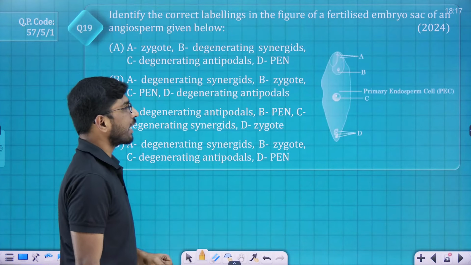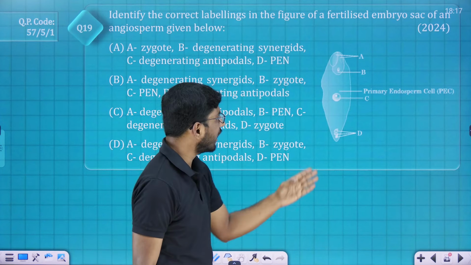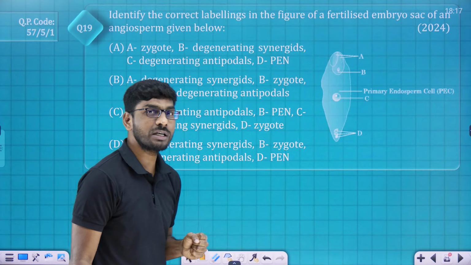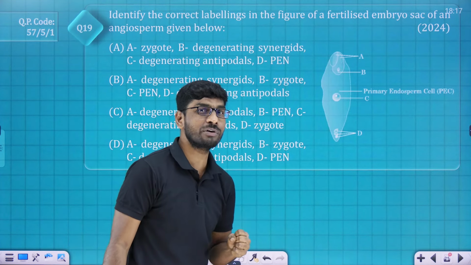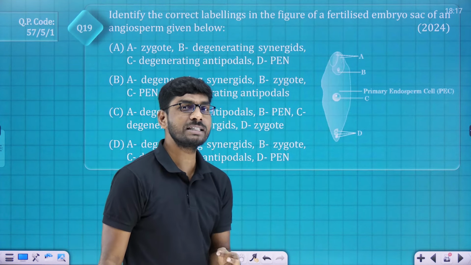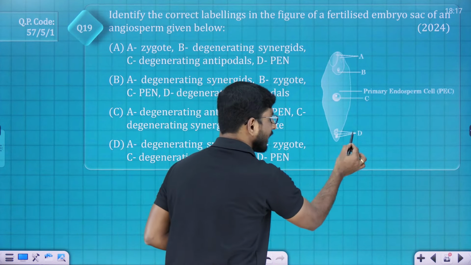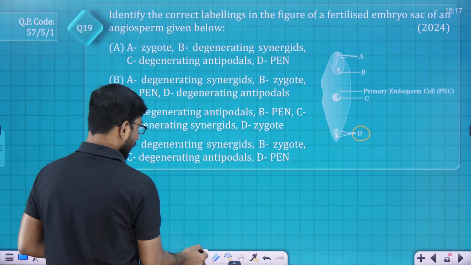This is an embryo sac question. Look at the embryo sac diagram, labels A, B, C, and D. What exactly is D? Any one of you can guess? Sir, D is antipodals. Simple. D is antipodals. Let me read first. What is given here?